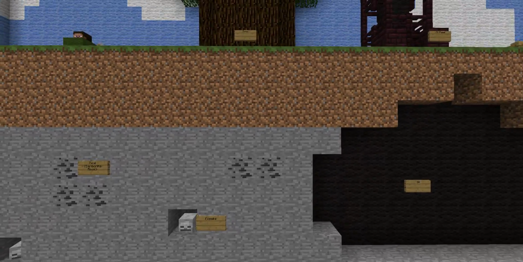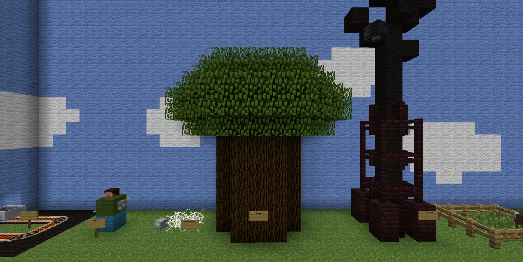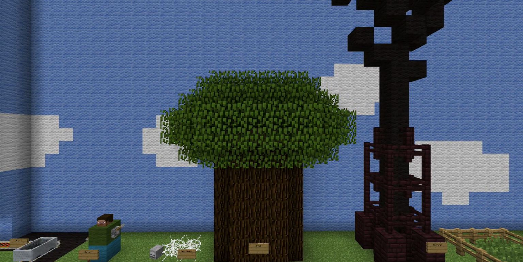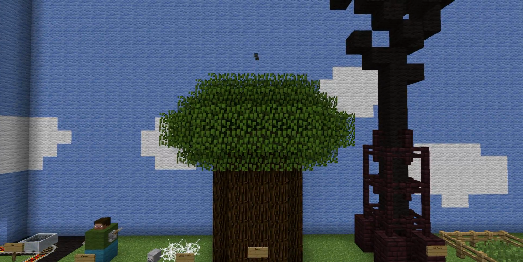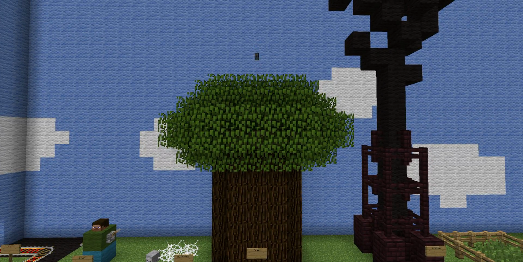Here's a tree, which is a primary producer. It absorbs CO2 and creates oxygen. Here it is absorbing some CO2.